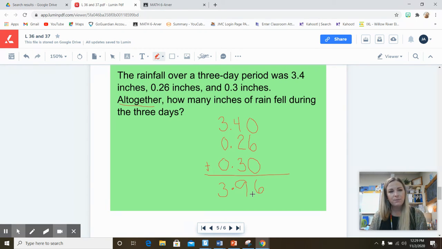And so, good mathematicians always stop and ask, does my answer need a label? And this, of course, does need a label. Let's just go back and double check. I would label it with inches. Over the 3 days, this is how much they got. 3 and 96 hundredths.